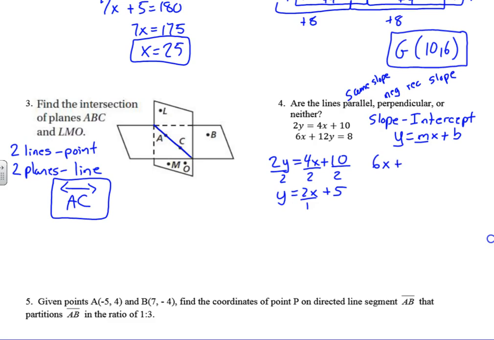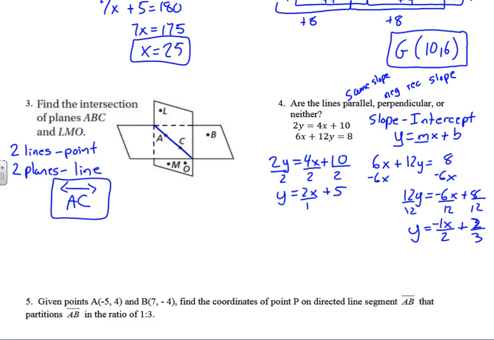Okay, so then we have 6x plus 12y equals 8. I'm going to subtract 6x, and I'm going to get 12y equals negative 6x plus 8. I'm going to divide everything by 12. So we're going to get y equals, I'm going to reduce that, negative 1x over 2 plus 2/3, I think that reduces to.